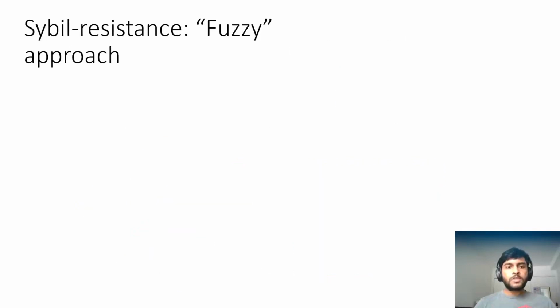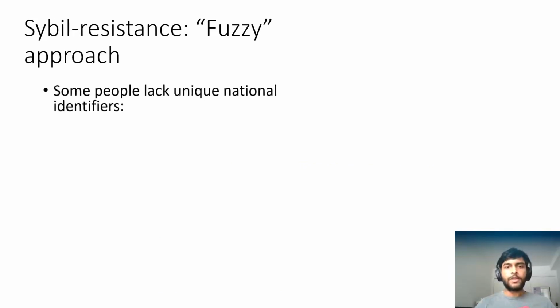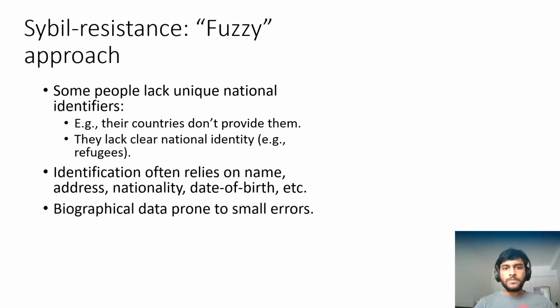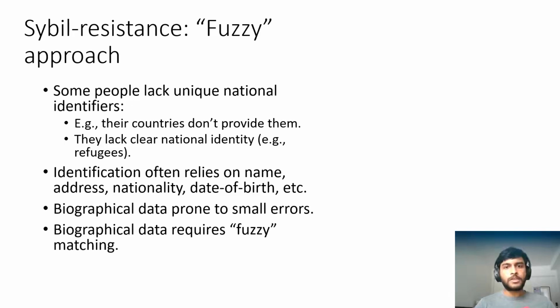A second approach to Sybil resistance is what we call the fuzzy approach. The motivation here is that several people lack a unique identifier. This could, for example, be because they belong to countries that don't provide them. Identification for these people relies on things like name and address. The problem with these identifiers, though, is that they're prone to all kinds of errors, for example, transcription errors. Therefore, these identifiers require techniques like edit distance or, more broadly, fuzzy matching.